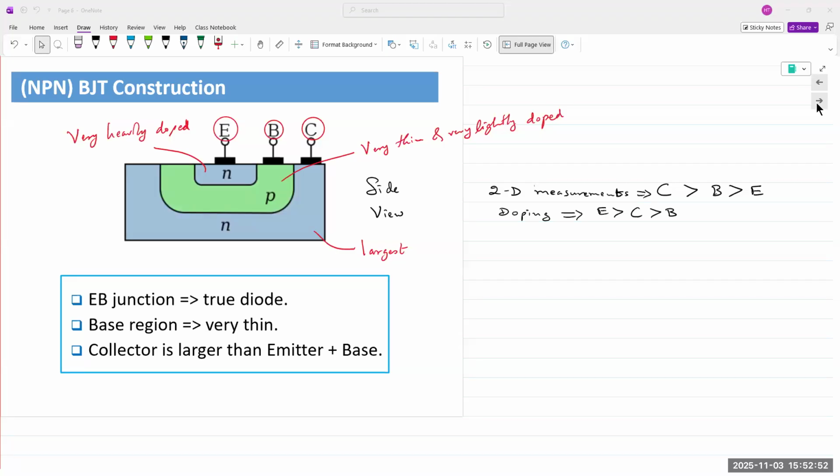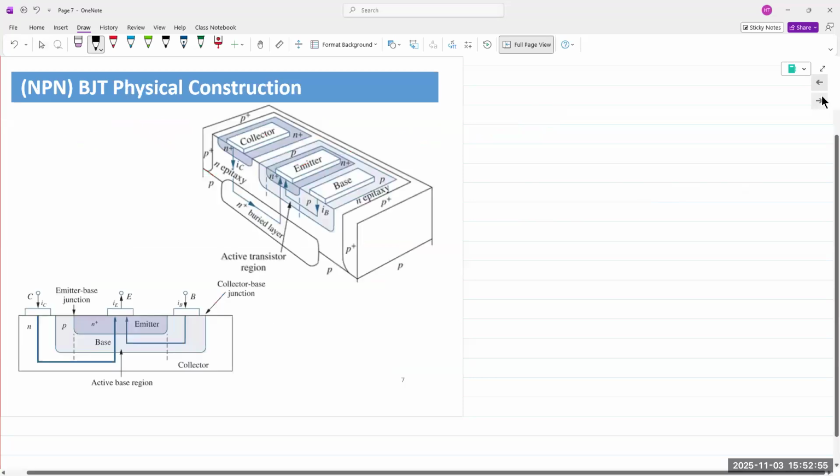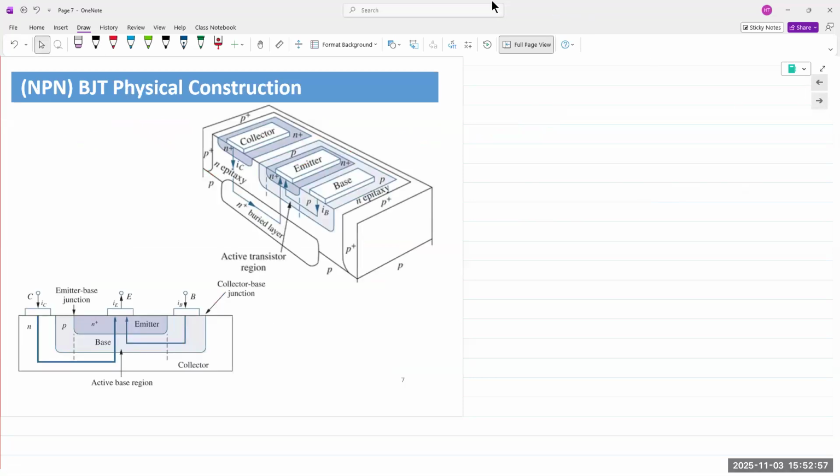Okay. Let's look at the physical construction. So in the physical construction, you have a three-dimensional layout. You also have the side view, and you can see the physical construction of the base and the emitter right there. Okay. And again, of course, the dimensions are exaggerated.